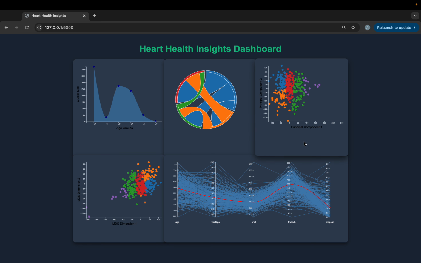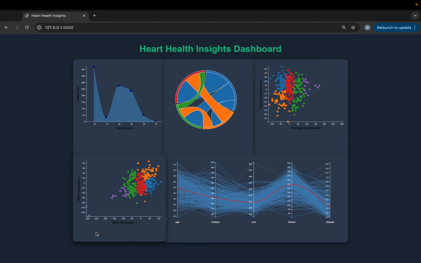The third one is the PCA biplot. This is where complexity becomes clarity. By reducing the dataset to 2 dimensions, we see how patients group or clusters separate and align. The fourth one is the MDS scatterplot. This is a deeper dive into clustering. It helps us visually explore how similar or distinct these clusters are.